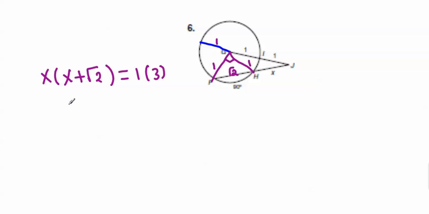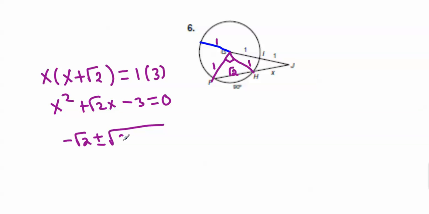Okay, so I'm going to have x squared plus radical 2x. I'm going to go ahead and set this up for quadratic form. It's equal to 3, and minus 3 is equal to 0. So I'm going to do the negative b over 2a, well, the quadratic formula, b squared, and I'm going to call that 2. 4ac, so 4 times 3 is 12, and that's going to be a positive, so plus 12, all over 2a.